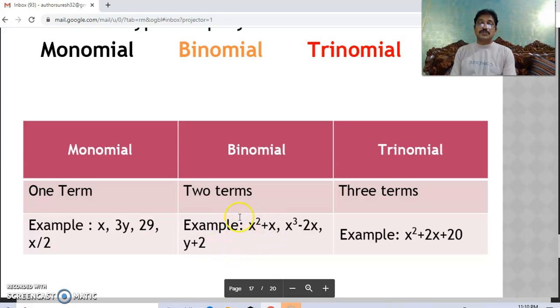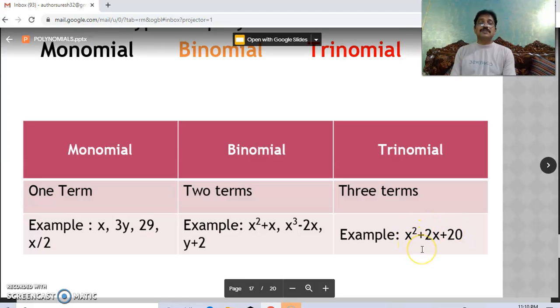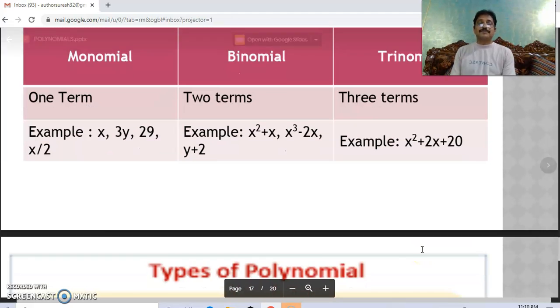Here x^2 + x is 2 terms. x^3 + y/2, and of course x^3 - 2x, has 2 terms. y + 2 has 2 terms. Now come to the trinomial: x^2 + 2x + 2 has 3 terms. So it's a trinomial. Correct?